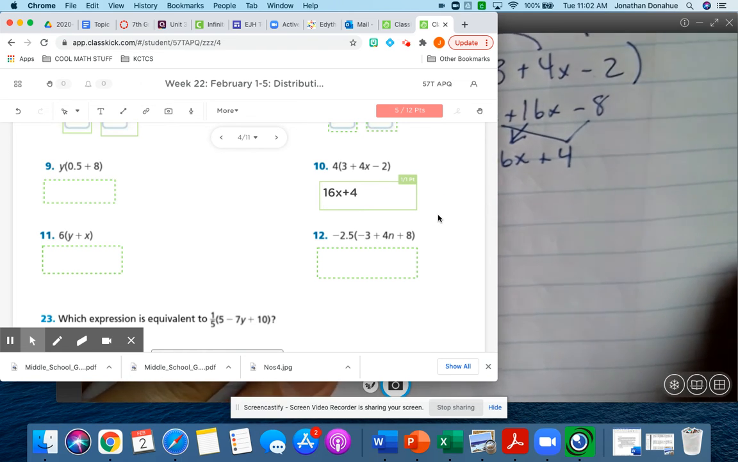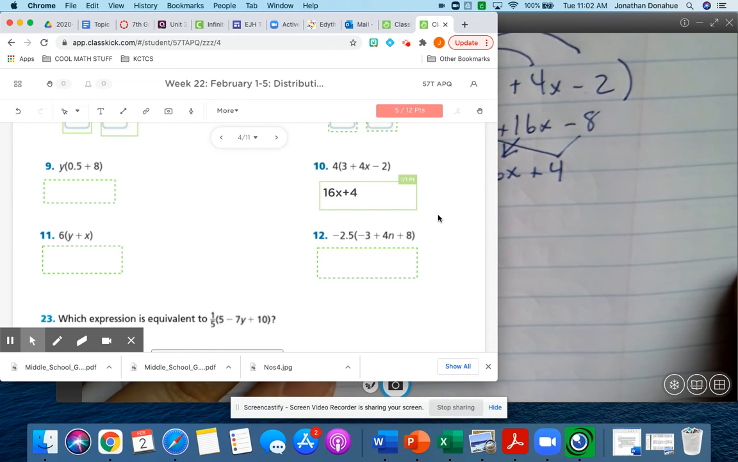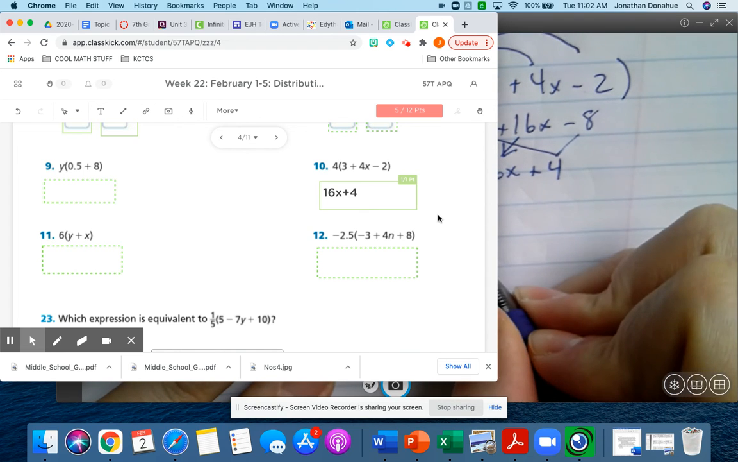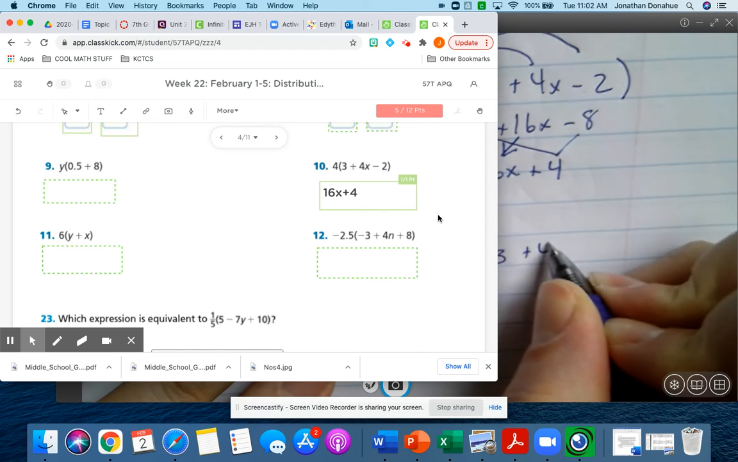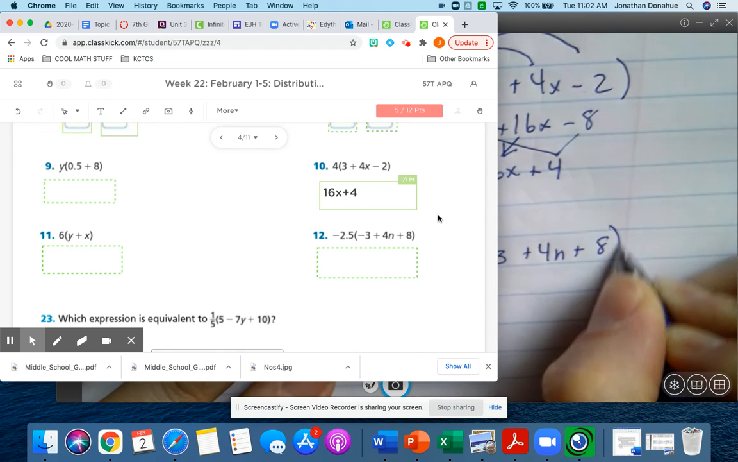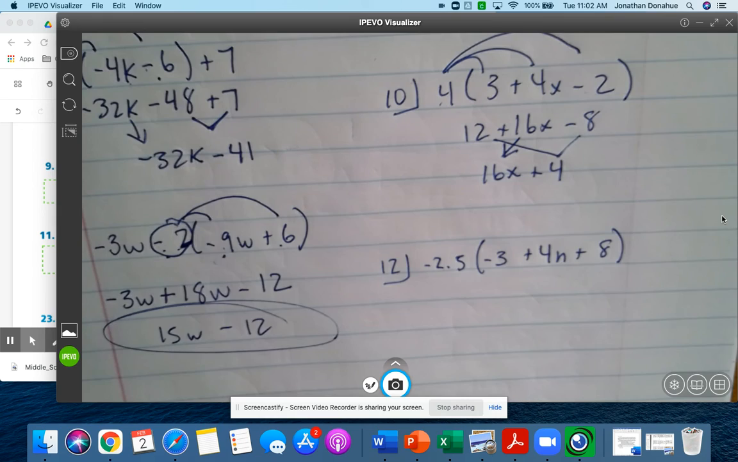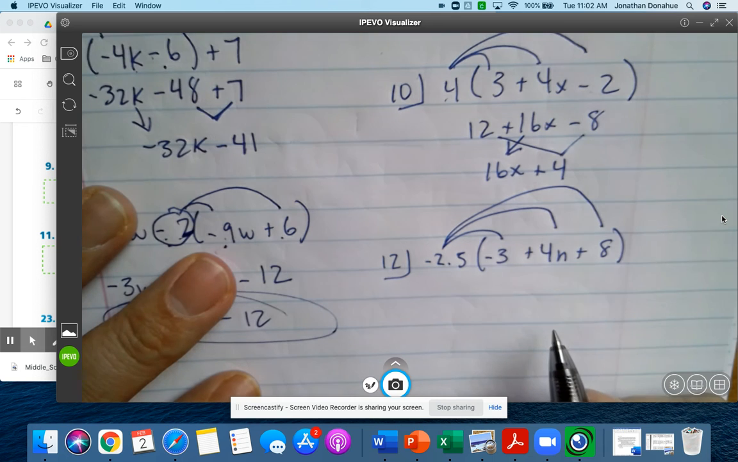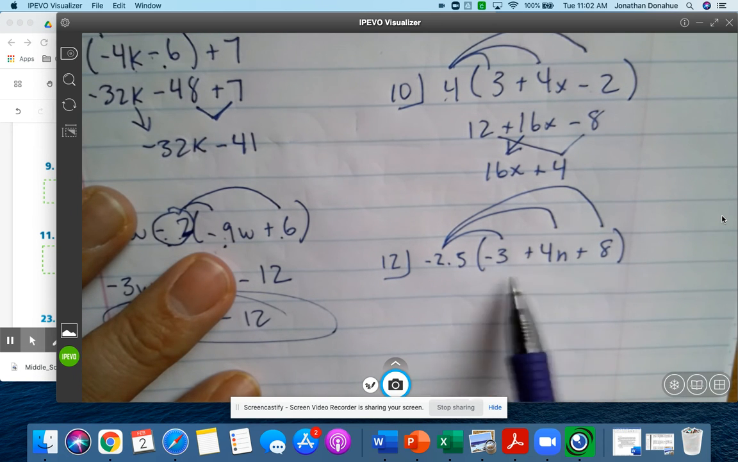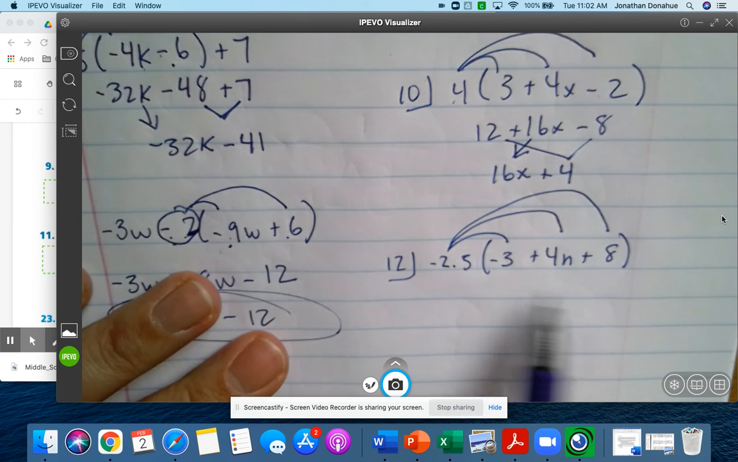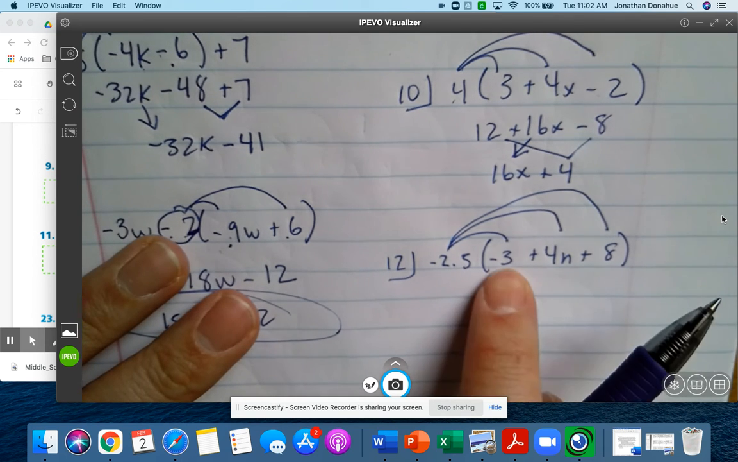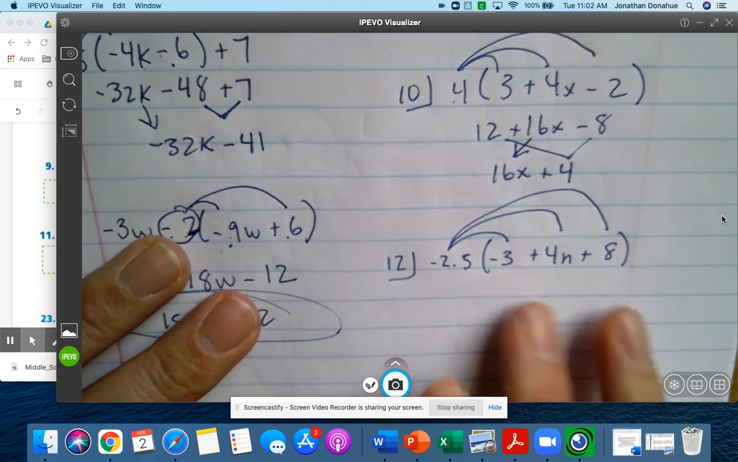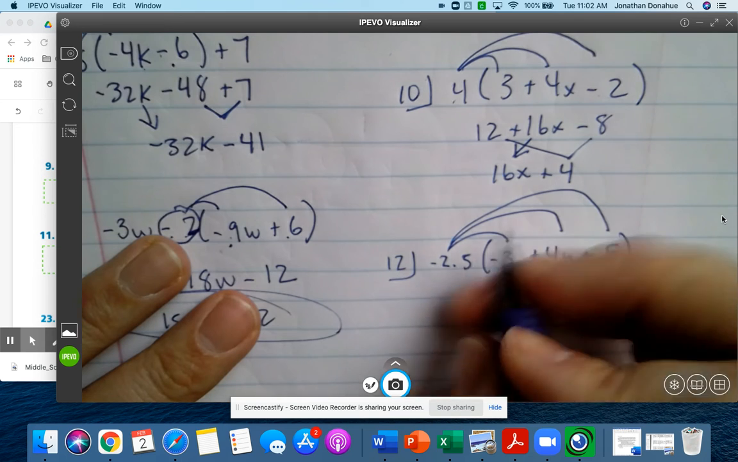All right, when you're dealing with fractions and decimals, I don't want you to overthink it. Just use a calculator if you need to. There's nothing wrong with that. There's no shame in that. So this one's negative 2.5 times negative 3 plus 4n plus 8. I'm going to distribute to each one of these and then combine like terms at the end. Now, if we think about order of operations, it says that we should be doing stuff inside parentheses first, but it's okay that we distribute instead. You can do this either way. I could do negative 3 plus 8 right now, simplify the inside of the parentheses before I distribute, and that would work. But I'm going to go ahead and just distribute.